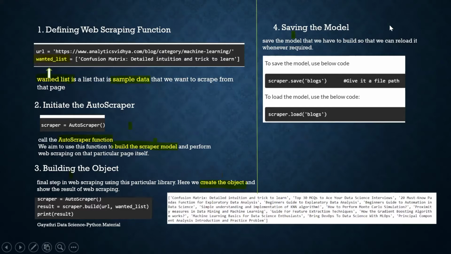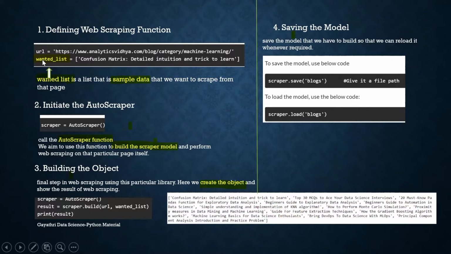So I have just given a small example of how the Autoscraper library works. This is just a simple example of a particular website and the usage of the Autoscraper library. First you have to mention the URL which has to be scraped. That is defined in a variable called URL, and we are giving the website here.